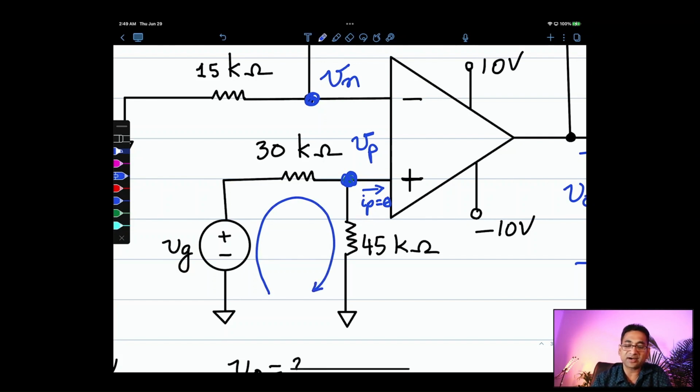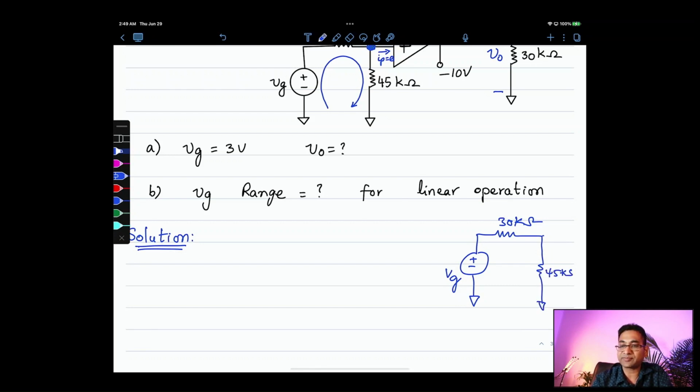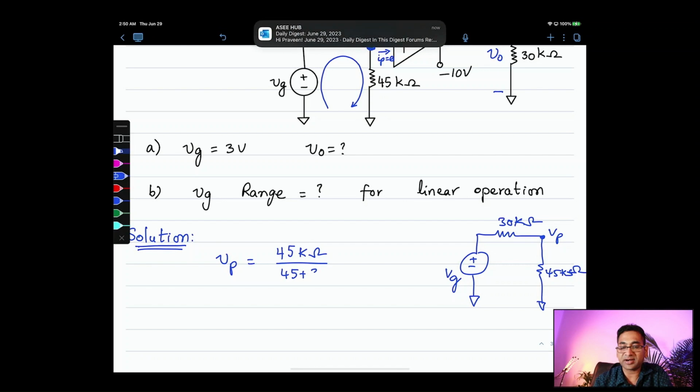So what we have is the current coming out of this voltage source passes through the 30 kilo ohm and 45 kilo ohm resistances, and Vp happens to be the voltage divider. Think about this. The source is 3 volts. That's Vg. Let's keep it as Vg, and then 30 kilo ohms, and then 45 kilo ohms. That's Vp. So Vp should really be the voltage division: 45 kilo ohms divided by 45 plus 30 kilo ohms.